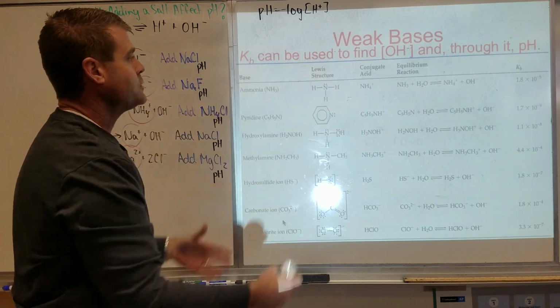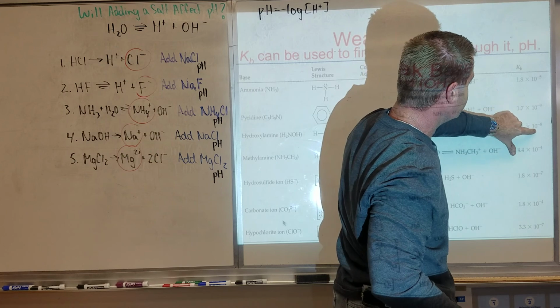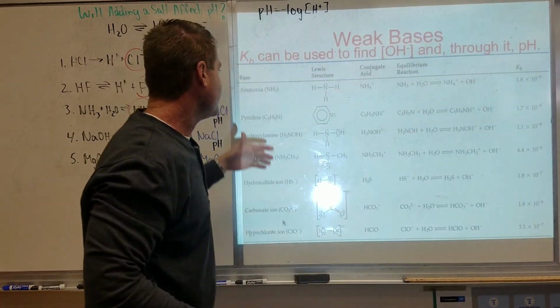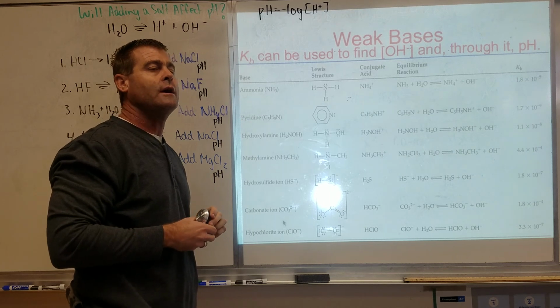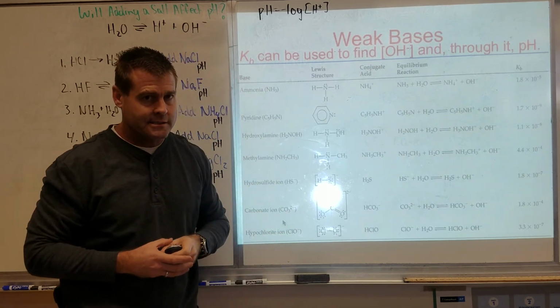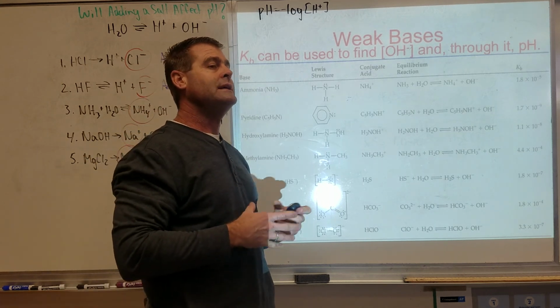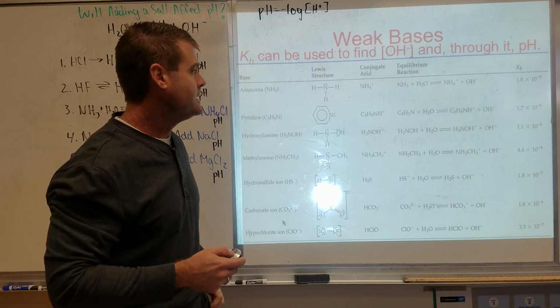Here are some typical KBs, and you can see these numbers: 10 to the negative 5, 10 to the negative 9, 10 to the negative 8. They're all really low values, indicating they are weak bases. Remember, strong bases completely ionize, weak bases only partially.